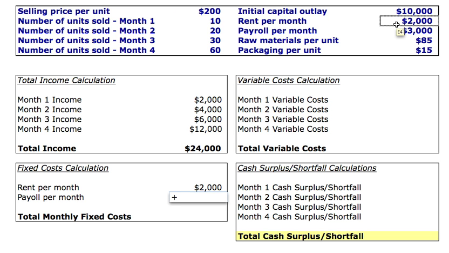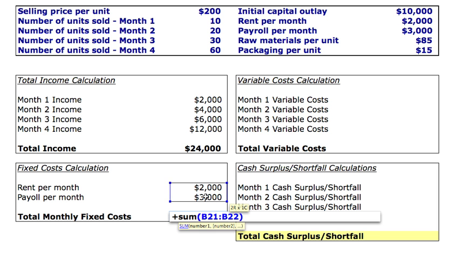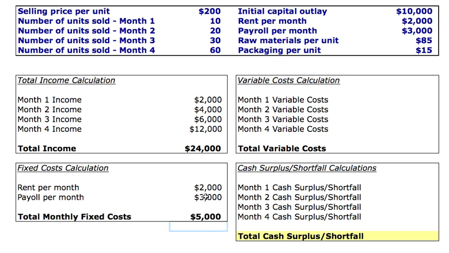Once again, for payroll, we have the same situation. The business owner is going to be responsible to pay that payroll regardless of how the business performs. So that will be $3,000 per month. To get the total monthly fixed costs, we are just going to simply add them together, the $2,000 and $3,000, to give us $5,000 per month in fixed costs.